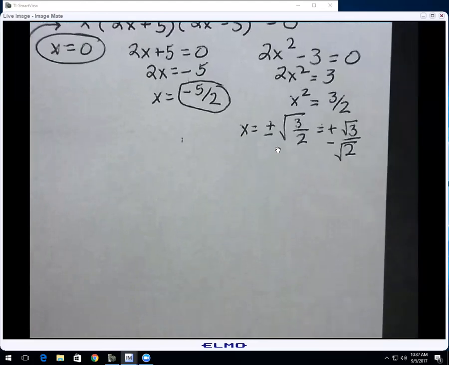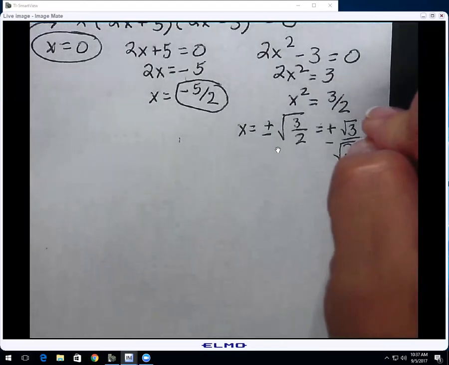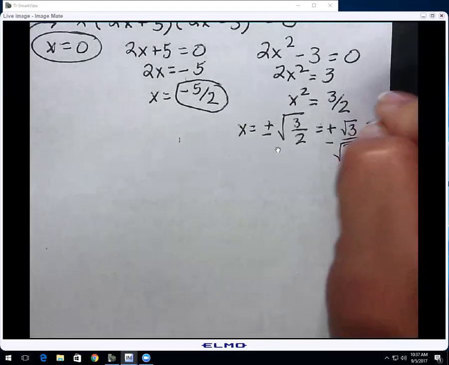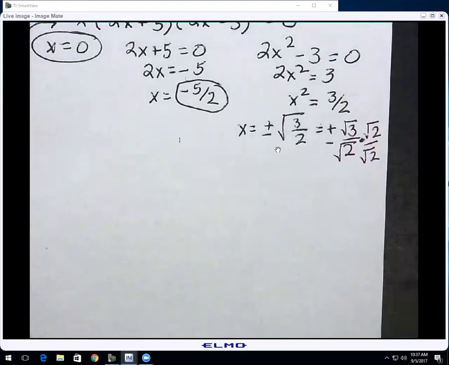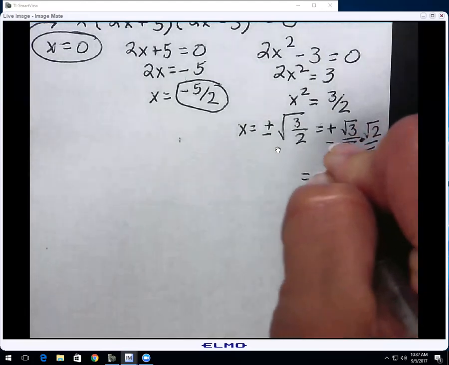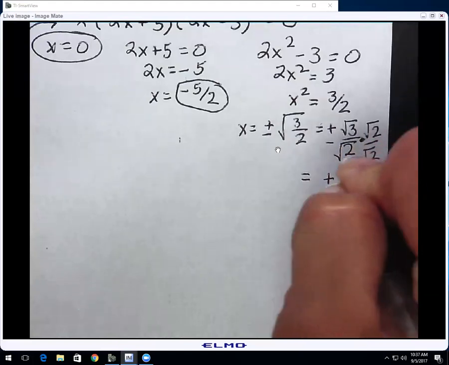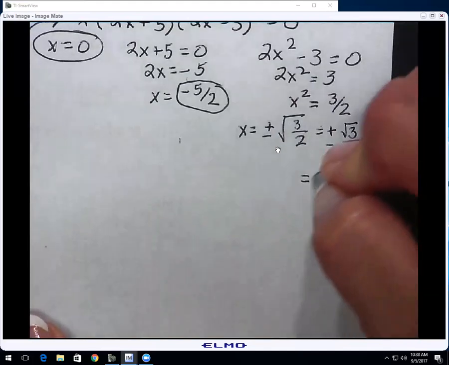You can break that square root of 3 halves into the square root of 3 over square root of 2, and then how do you rationalize it? Square root of 2 over square root of 2. So the answer in the back of the book is going to be square root of 6 over 2. That's the third and fourth solutions to that equation.